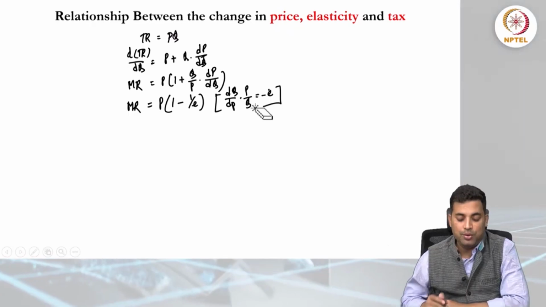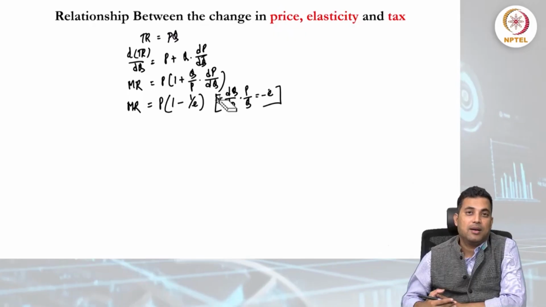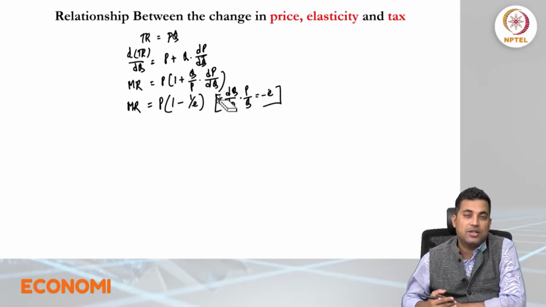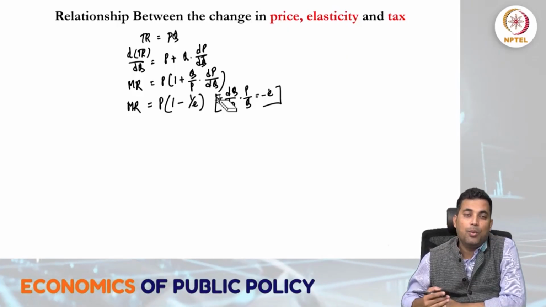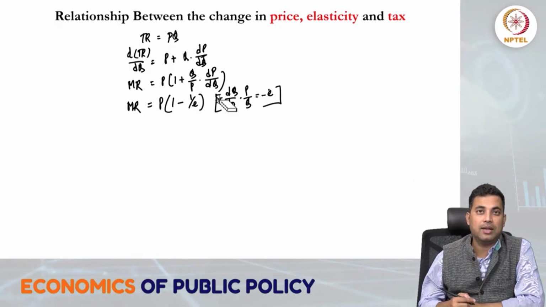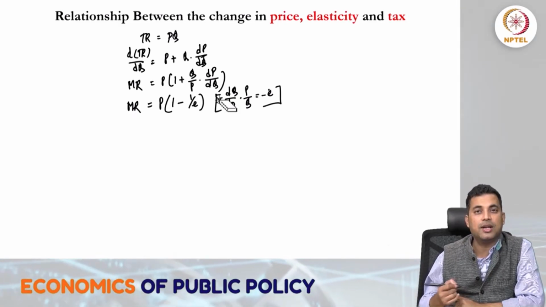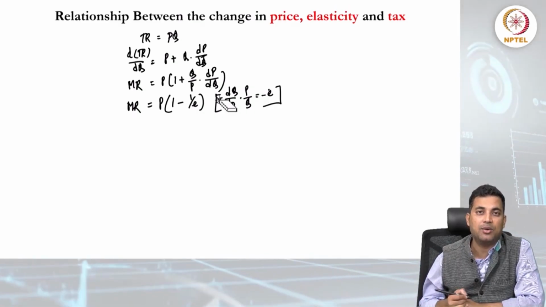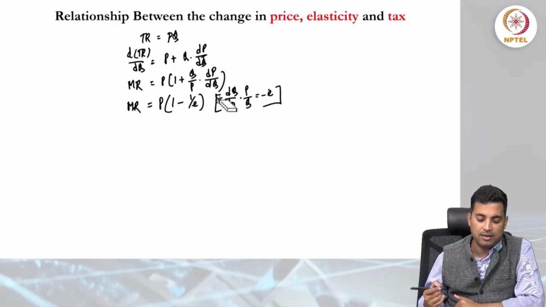So how do we understand elasticity? Price elasticity is the change in total output due to a 1% change in the price. That is how we calculate the elasticity, and the negative sign shows the relationship between price and quantity, how they are interrelated.